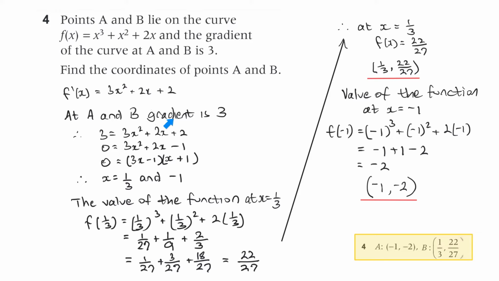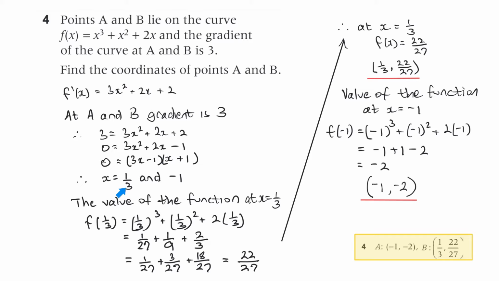Now they told us that at A and B the gradient is 3. Therefore, if this function here now tells us the gradient, and we know the gradient's 3, we just have to find the value of x. So we put 3 here, that's the gradient. This equals this, okay? We solve for x, we're going to factorize this, and it factorizes there, and we get x equals 1 on 3 and minus 1.